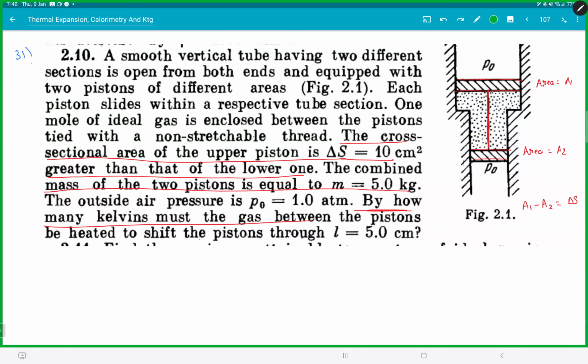Think I'll give you 2 minutes. Start with an FBD. They have given mass, pressure. They're saying it is an equilibrium. That itself should give you a big idea. Both forces are involved.